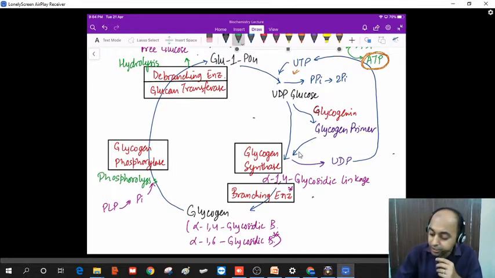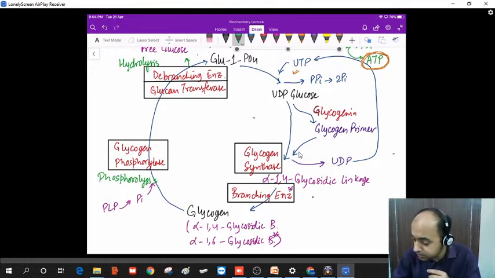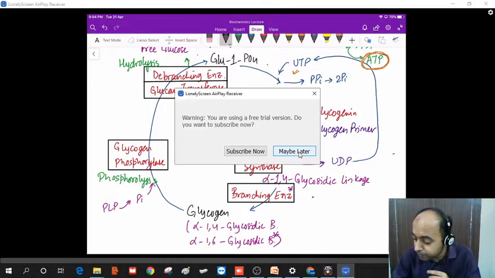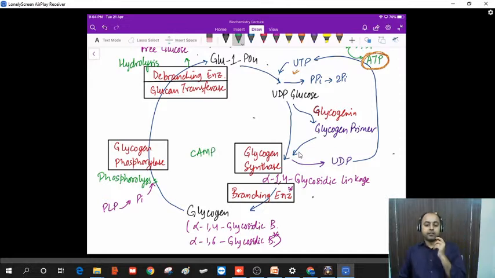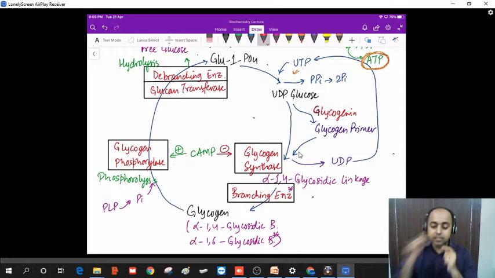So the central regulatory molecule in this case is the cyclic AMP. Now the cyclic AMP activates the glycogen phosphorylase, means it stimulates the glycogenolysis. At the same time, it will inhibit the glycogen synthase. So cyclic AMP has dual action. It stimulates the glycogen phosphorylase and it inhibits the glycogen synthase.